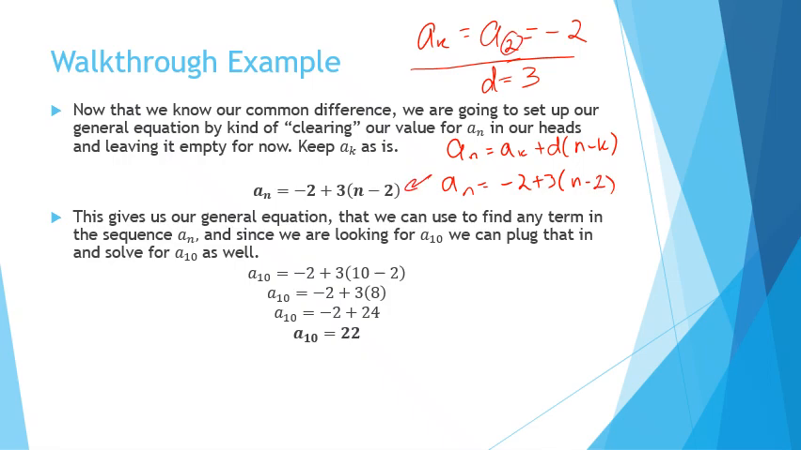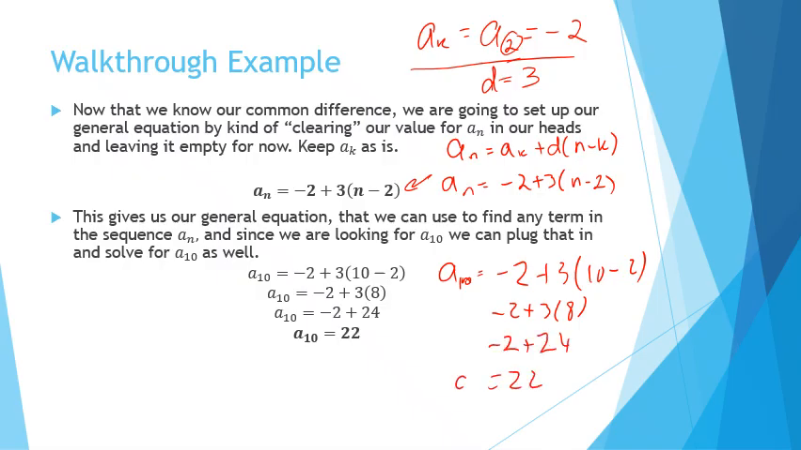And then if we want to find the 10th term, all you got to do is plug 10 in here. So -2 plus 3 times 8. Do the multiplication first, and you should get 22 as your 10th term in the sequence there.